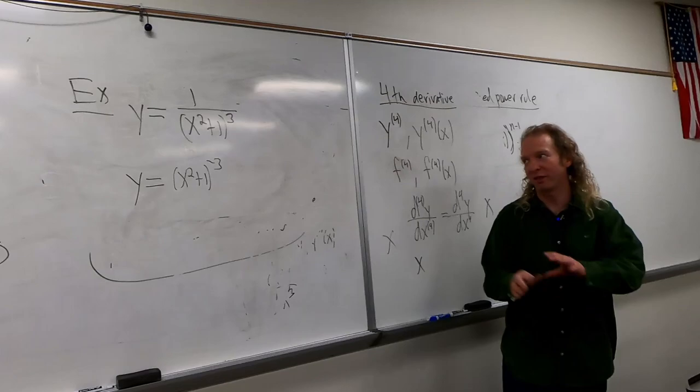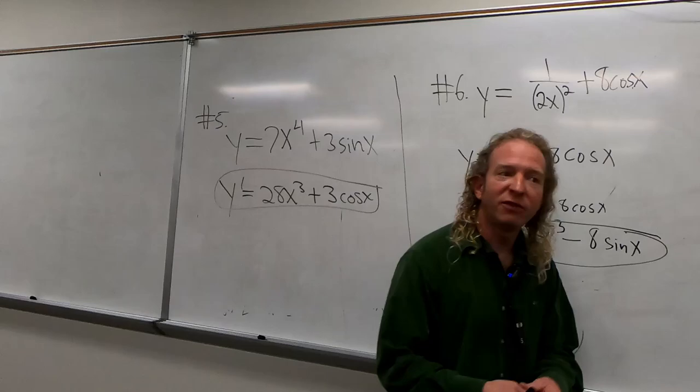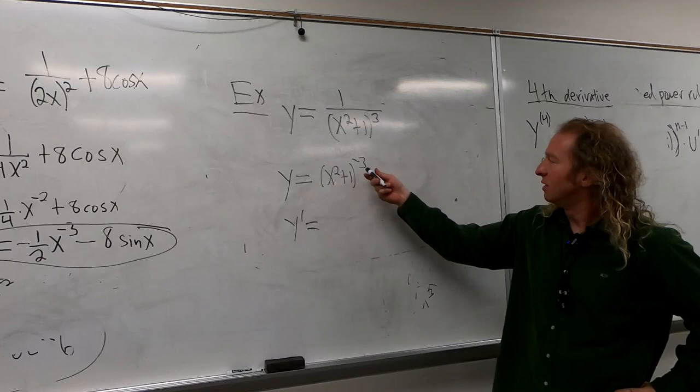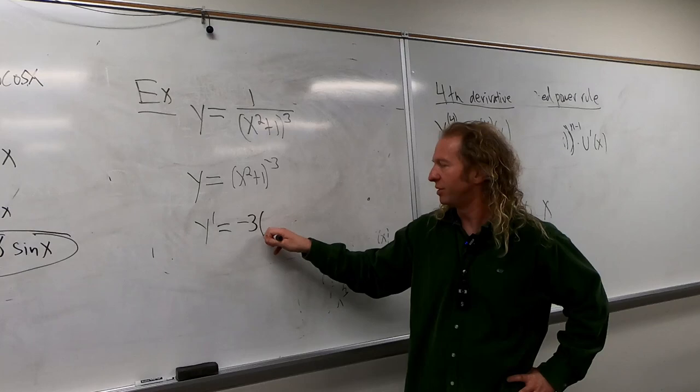Now you can take the derivative and you can use the chain rule. It's just faster. So again, whenever there's a number, just bring it up. So y prime. This will be, you put the negative 3 in the front. So negative 3 parentheses x squared plus 1.